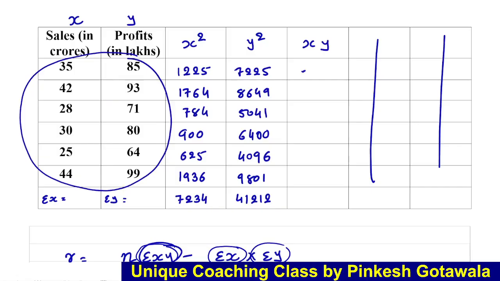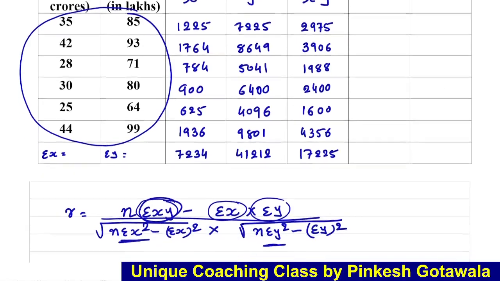Now the multiply of both x and y. 35 into 85 is 2975, 42 into 93 is 3906, 28 into 71 is 1988, 30 into 80 is 2400, 25 into 64 is 1600. Total 17225.